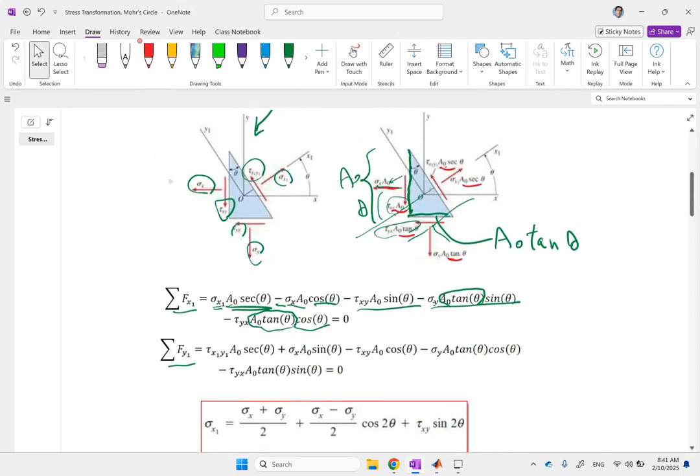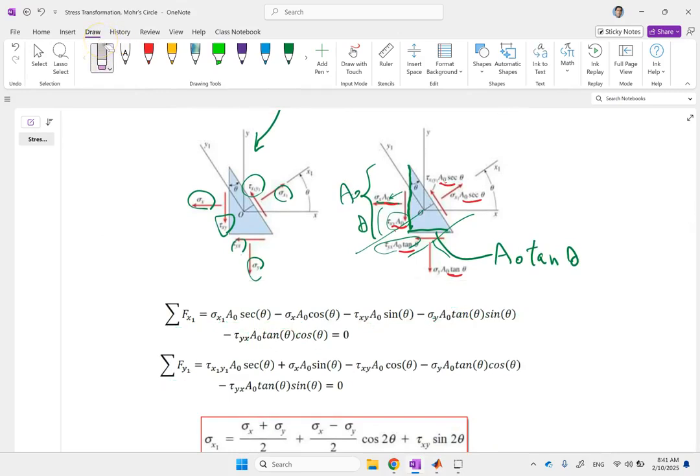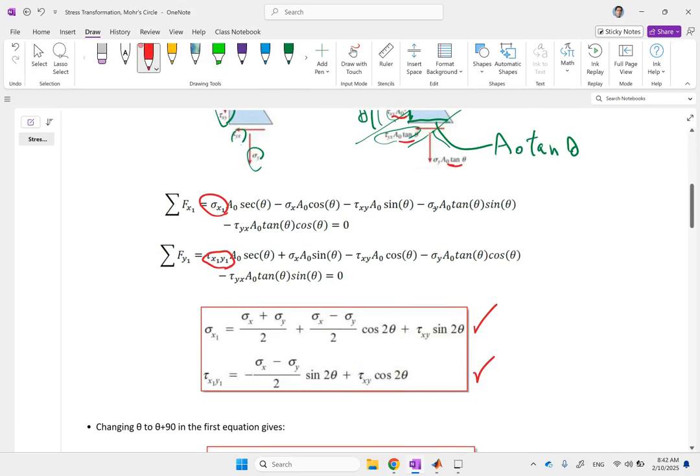So we do all of that, and we write the sum of the forces in the x1 and y1 directions equal to 0. Now, if you look at these two equations, there are only two unknowns: one is tau x1y1, the other one is sigma x1. That's the only unknown you have. And of course, you can solve two equations with two unknowns. These are the two equations that you will get for the normal stress on this angled plane and the shear stress on this angled plane.